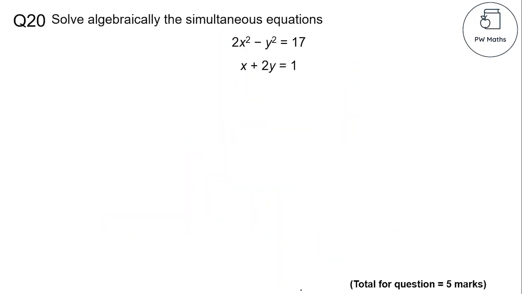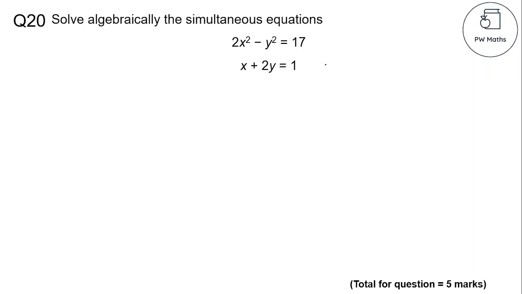Solve algebraically the simultaneous equation. Well, we know the first thing to do with these is to look at the top one. It's not a standard simultaneous equation, so we can't use that menu A simultaneous equation on the calculator because of these awkward squares. So you've got a choice. Do you want to get x on its own in the top equation or the second equation?